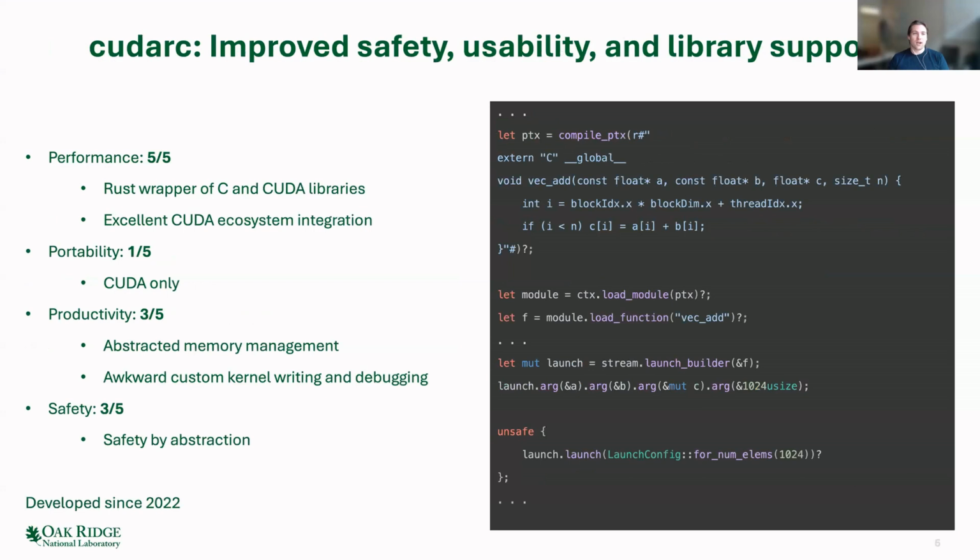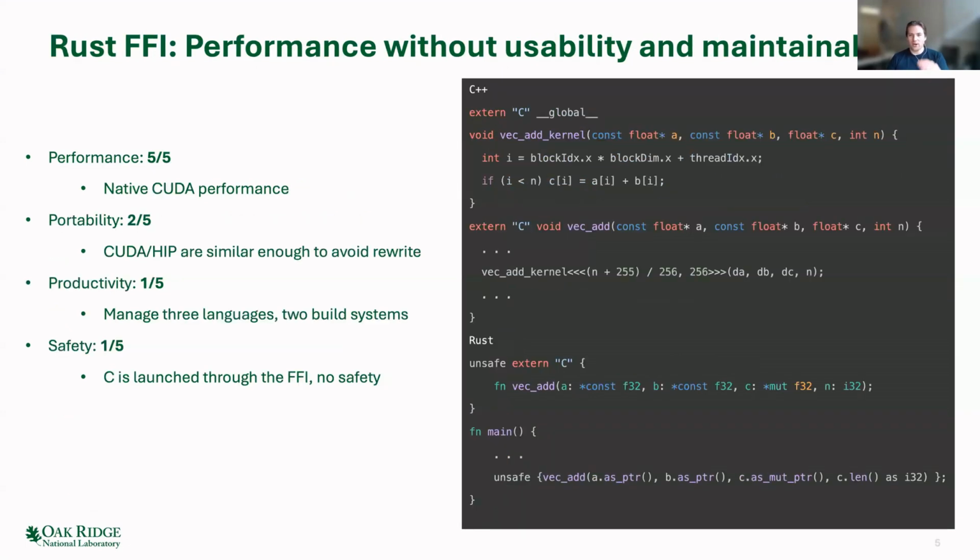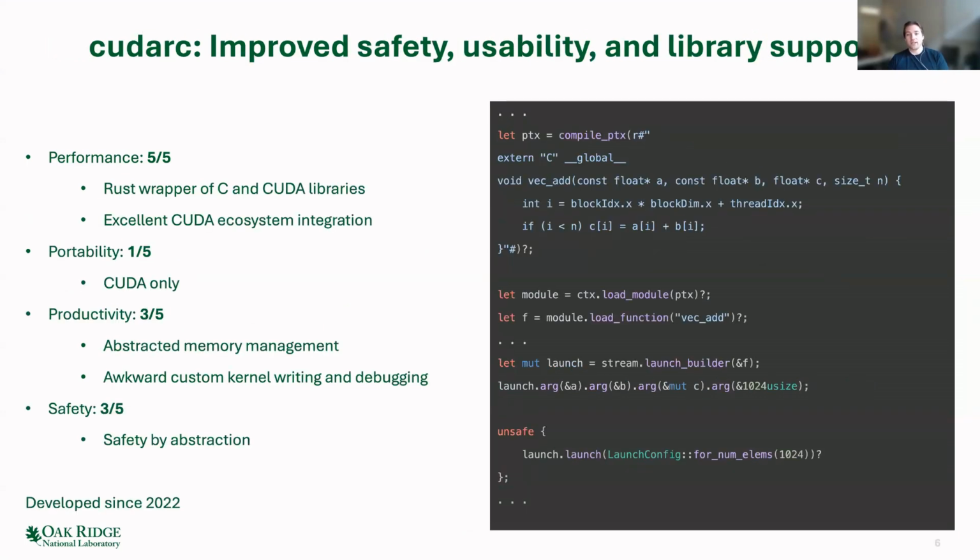So moving on to CUDA RC, again, performance is good. Let me go back a little bit. You can see the code on the right is a little messy. With the Rust FFI you can see two different languages, whereas with CUDA RC, at least you write all Rust. It's still a little messy. It's very strange how you write a kernel in CUDA RC, as you can see on that first line, the let ptx line.